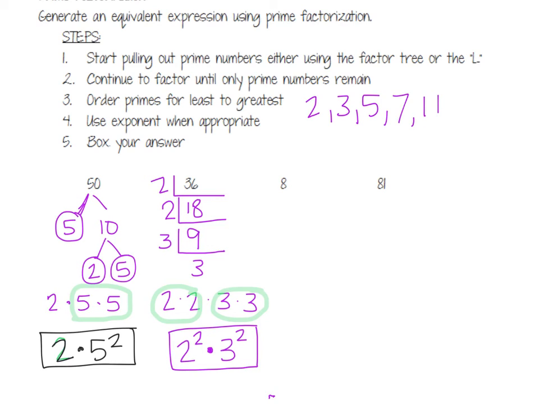So let's look at 8. We'll do this one with a factor tree. So we can do 4 times 2. 2 is prime. By the way, 2 is the only even prime number. Did you know that? It is the only even prime number. Anything else that's even past this will be composite. I still need to break 4 down, so it'll be 2 times 2.